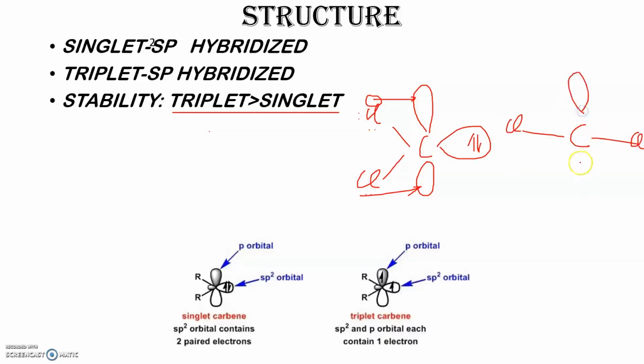One p orbital will be like this, and the other p orbital will be perpendicular to this p orbital, and each has electrons of the same spin, and no back bonding can occur in these kinds of triplet carbenes. So triplet carbene is more stable than singlet carbene if the carbon is attached to alkyl groups or hydrogen, and the opposite scenario, where singlet carbene is more stable than triplet carbene, will occur when the carbon in the carbene is attached to halogens like this.